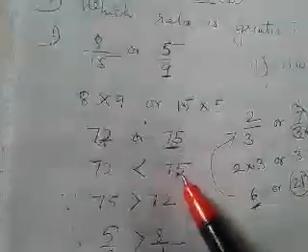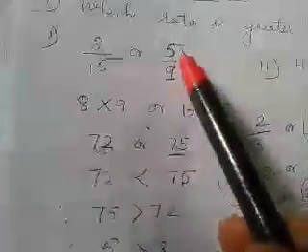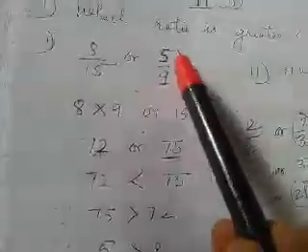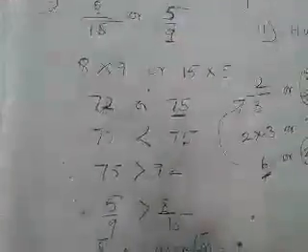72 and 75, 75 is greater. So 75 is on the RHS. Which ratio is on the RHS? 5 by 9. So 5 by 9 is greater than 8 by 15. Now question 2: which ratio is smaller?